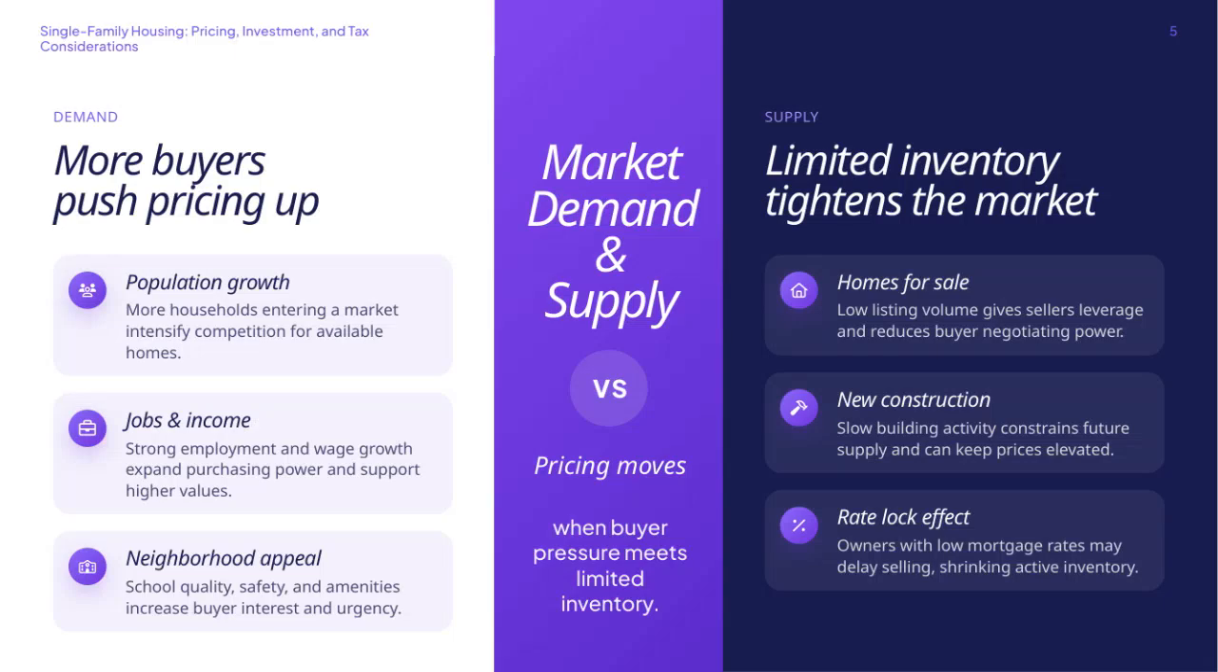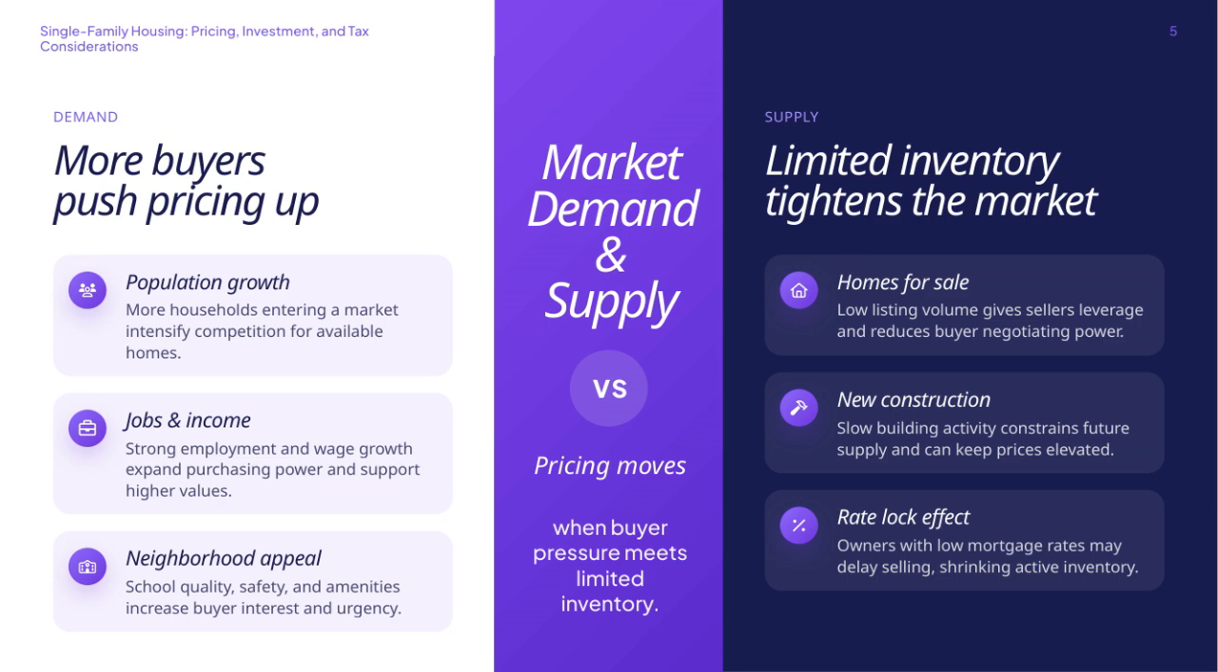Let's talk about the factors driving demand in the housing market. When we see more buyers enter the market, it naturally pushes prices up due to increased competition. This can be fueled by population growth and more households looking for homes, which intensifies the competition for the limited available properties. Strong jobs and income growth also play a crucial role. When employment is solid and wages are rising, people have greater purchasing power, which supports higher home values. Additionally, the appeal of a neighborhood, things like good schools, safety, and local amenities, can make buyers more interested and increase their urgency to purchase.